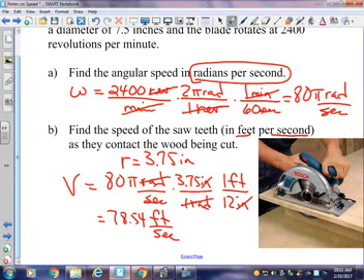Now, the other thing you could do is you could get the velocity answer and then in a separate step do the conversions. And there's nothing wrong with that. You can do it that way. I just like doing it all at once so I can type it all in the calculator.